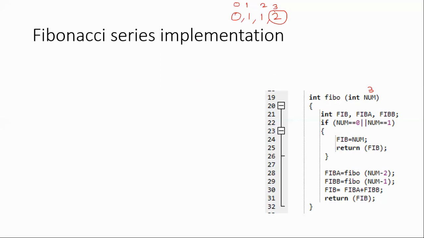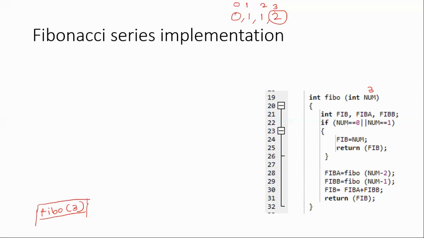Okay, so now what will happen? You are sending 3. So there is first one function call. What is the function called here? Fibo is called with the number 3. Let us see what is expected here.